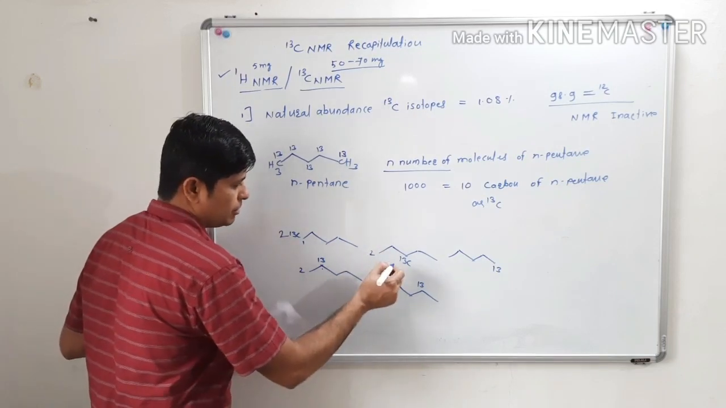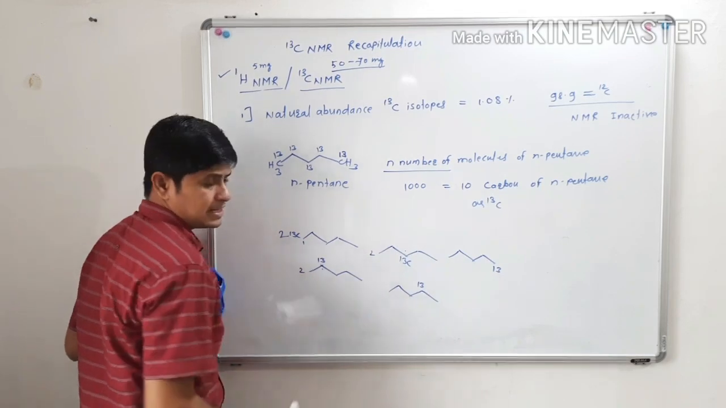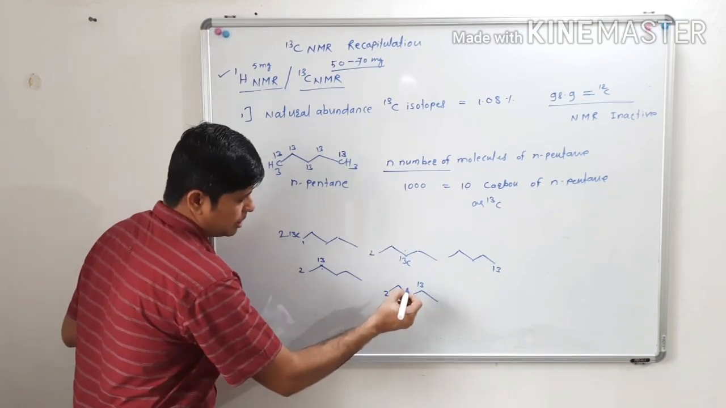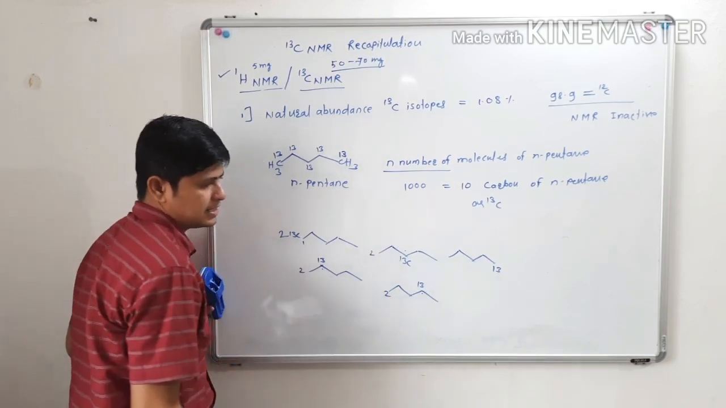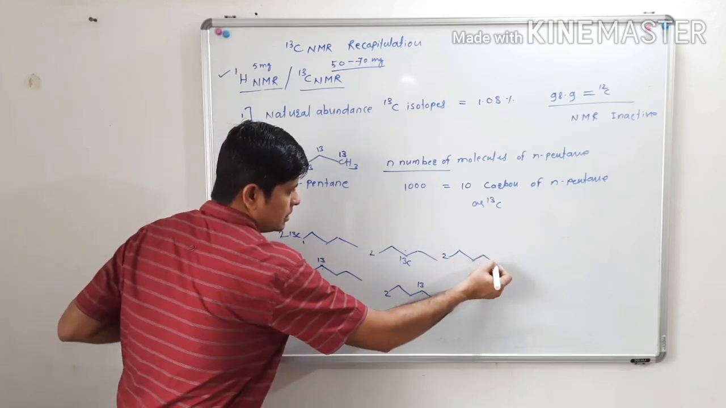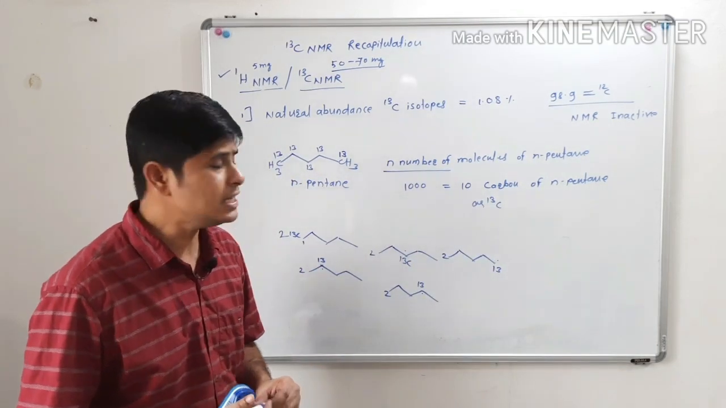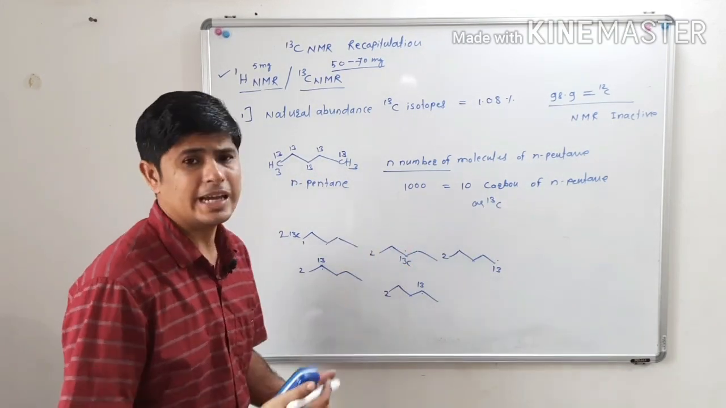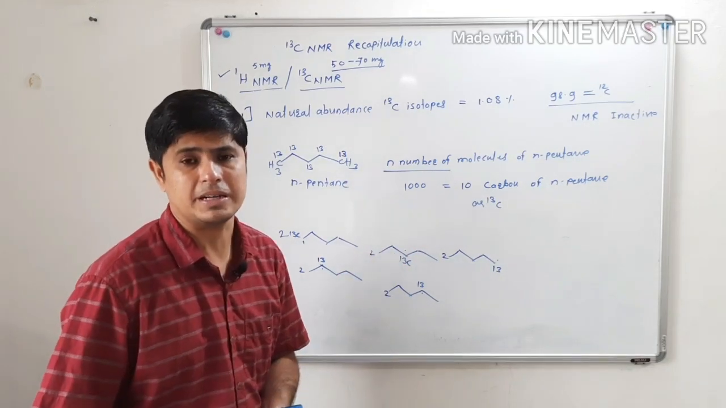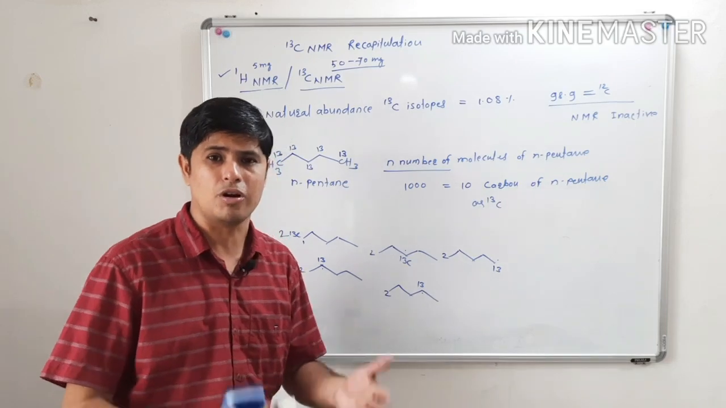There will be 2 molecules of n-pentane in which this carbon has a carbon-13. There will be 2 molecules of this in which the last carbon has a carbon-13. So in this way we will get the carbon-13 NMR spectrum. That means we have to record that carbon-13 NMR spectrum for a longer time.